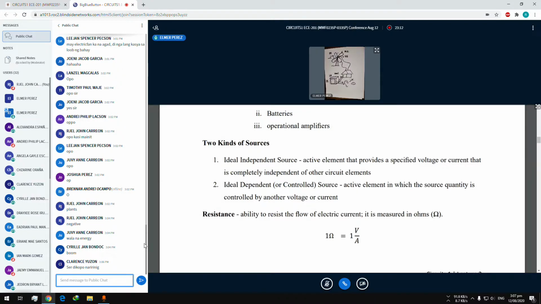The difference with dependent sources is that their value or source quantity depends on another voltage or current. So in the circuit itself, what the dependent sources generate or provide is based on other components in the circuit, for example depending on R1 or R2. Okay? So those are the dependent sources.